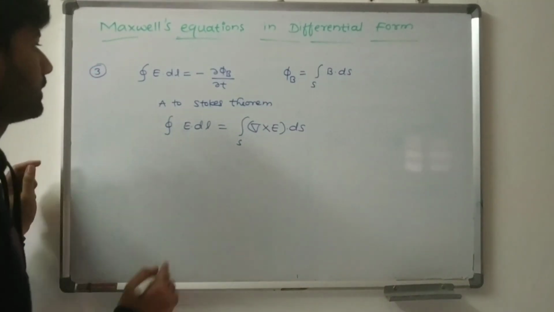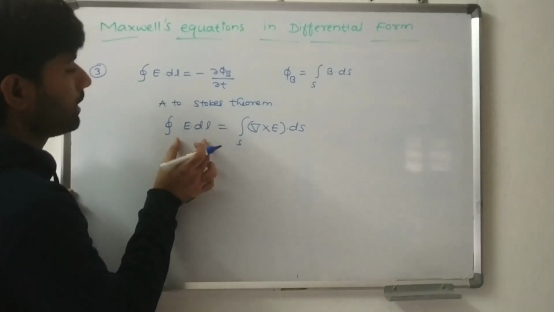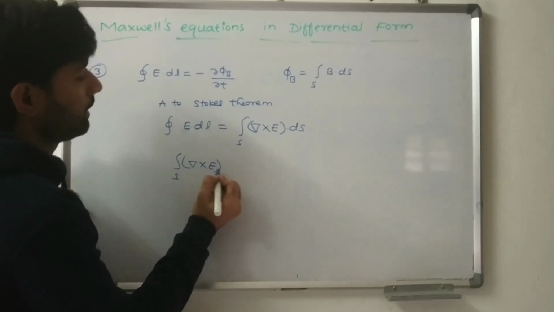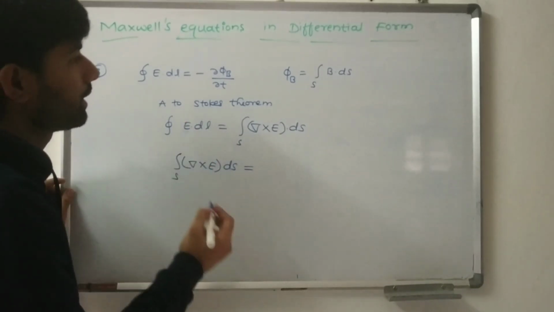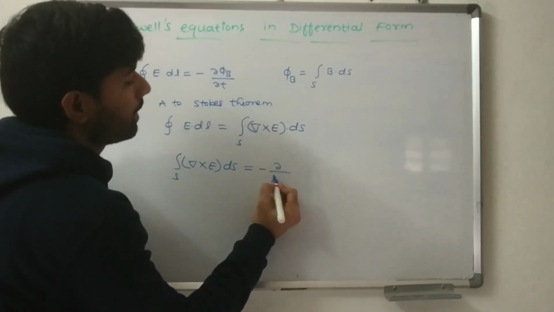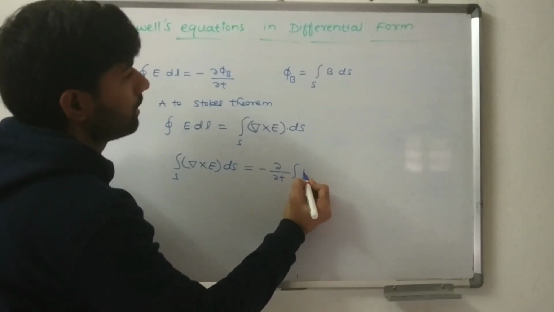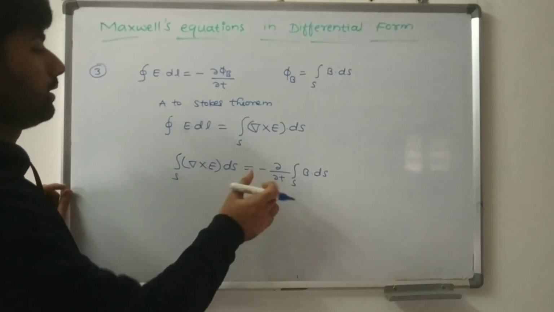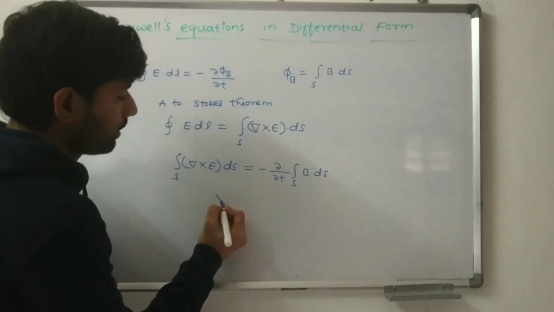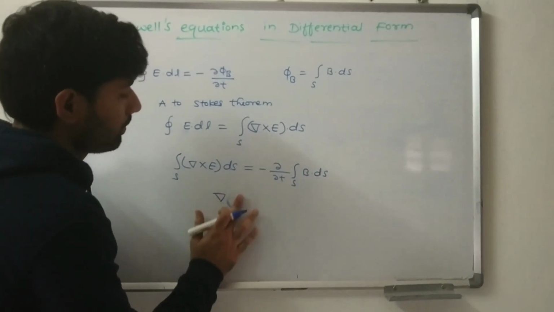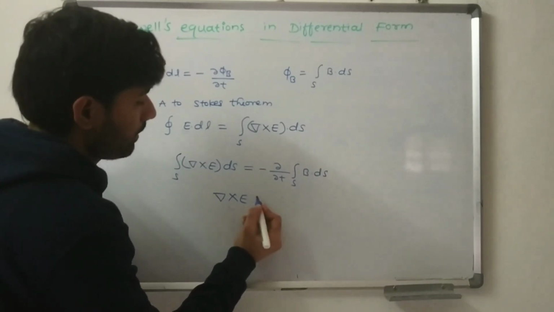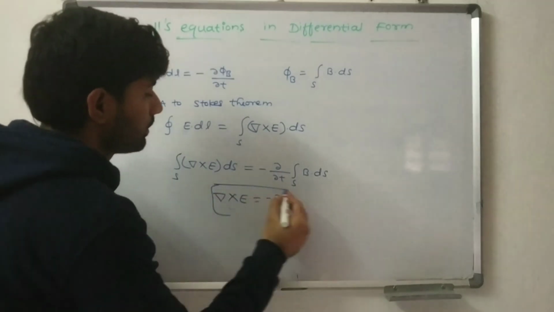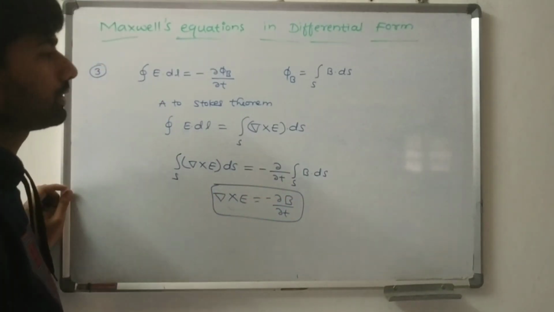So that we can write, replace the term E dot dl as surface integral del cross E ds, that is equals to, on the right hand side, minus dou by dou t of surface integral B dot ds. If we remove the surface integral from both sides, then we can write del cross E is equals to minus dou B upon dou t. So this will be the third Maxwell equation in terms of differential form.